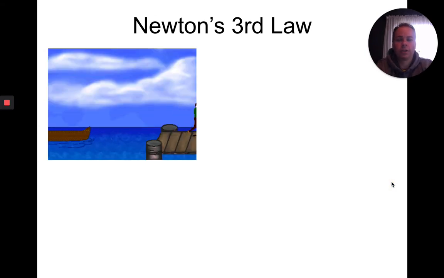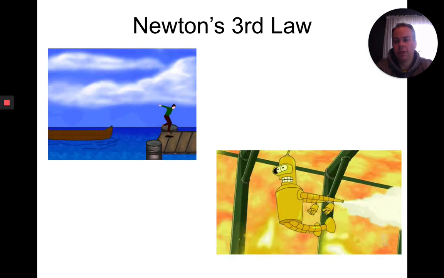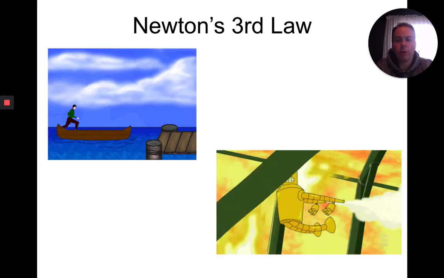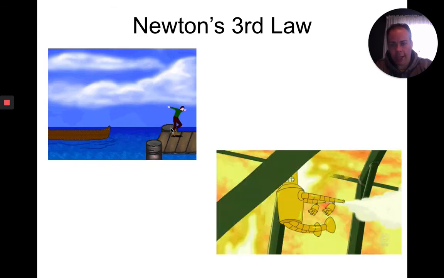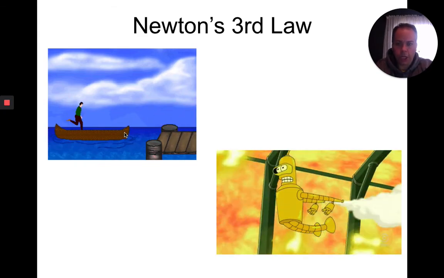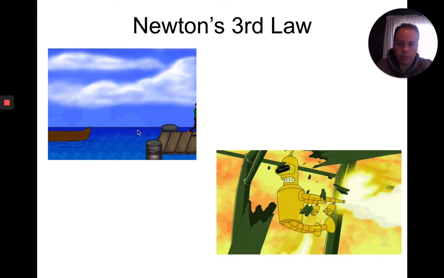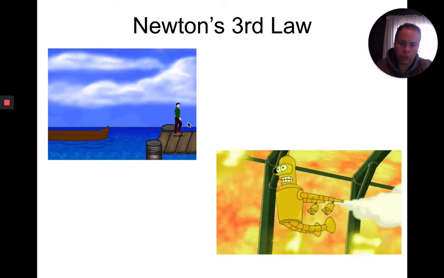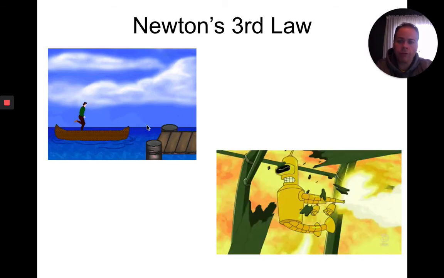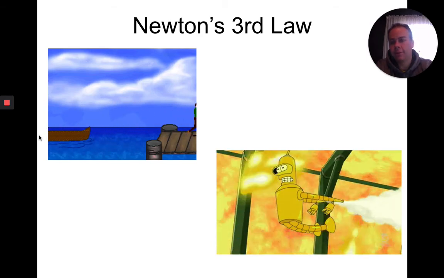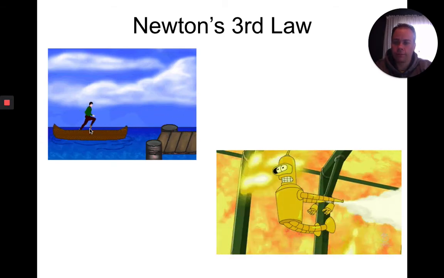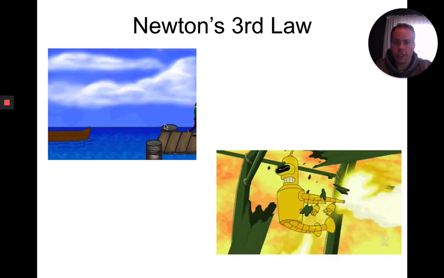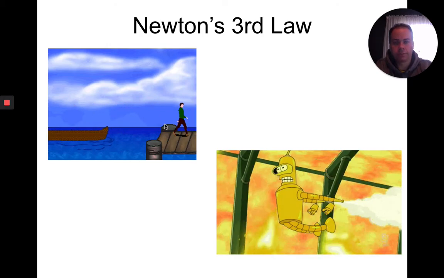Let's look at some other examples. If you've ever tried to jump from a boat onto a dock, we know that as you push off from the boat, propelling yourself forward, your foot also exerts the opposite force on the boat, causing it to move backwards. So it's another example of Newton's third law.